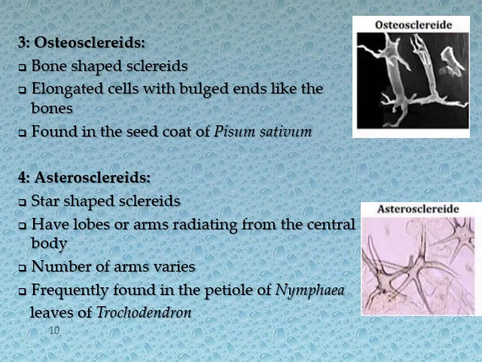So the next type is Osteosclereids. These are columnar cells, and these cells are bone and barrel shaped with broad ends, bulged like bones. They are found in the leaves and the seed coat of many dicotyledons, especially the seed coat of pea.